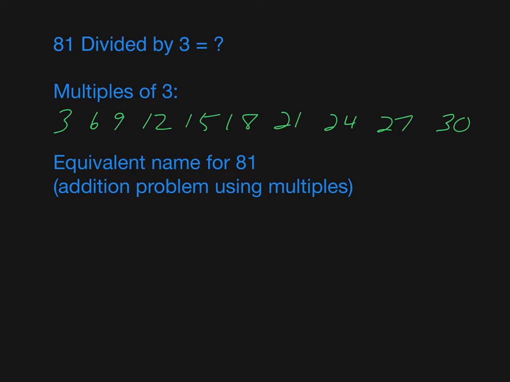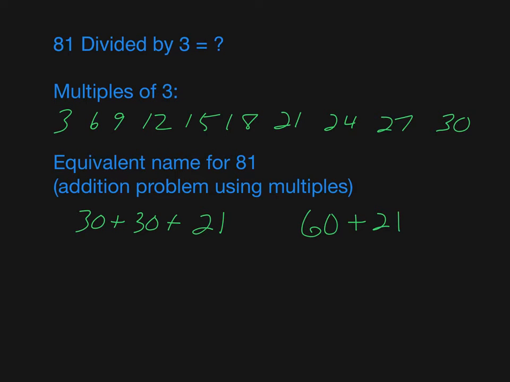So now the next part says to find an equivalent name for 81, which is another way of saying let's create an addition problem using the multiples that we just listed to get to 81. So I'm going to start off by going 30 plus 30 plus 21. If you're really good with your extended math facts, you might even know that 30 times 2 is 60, and then add 21. Either option would be fine.